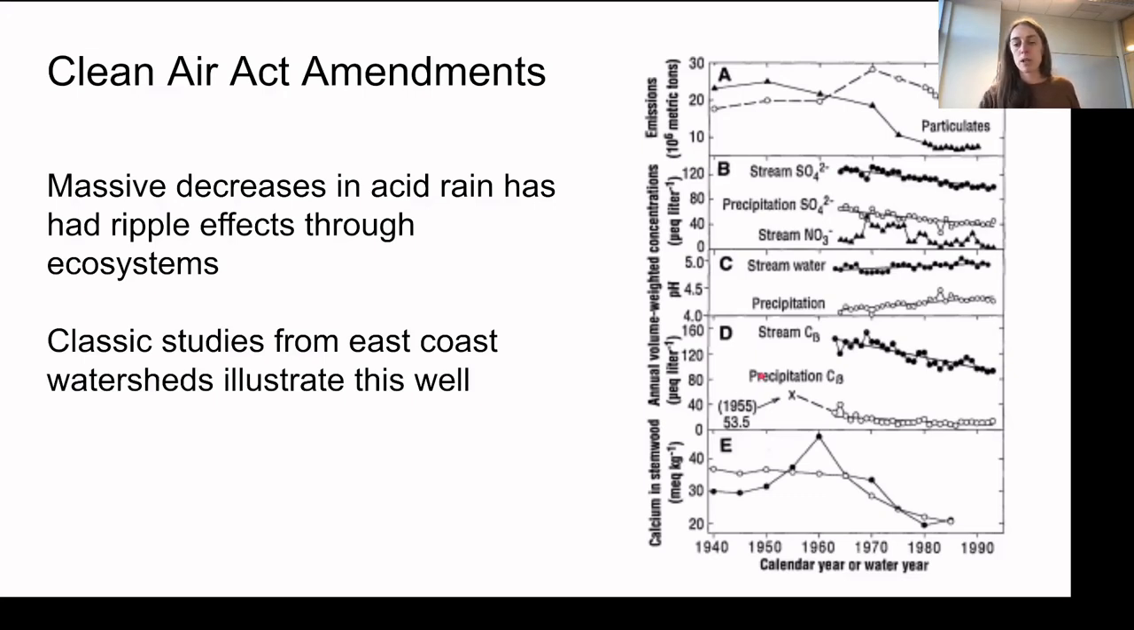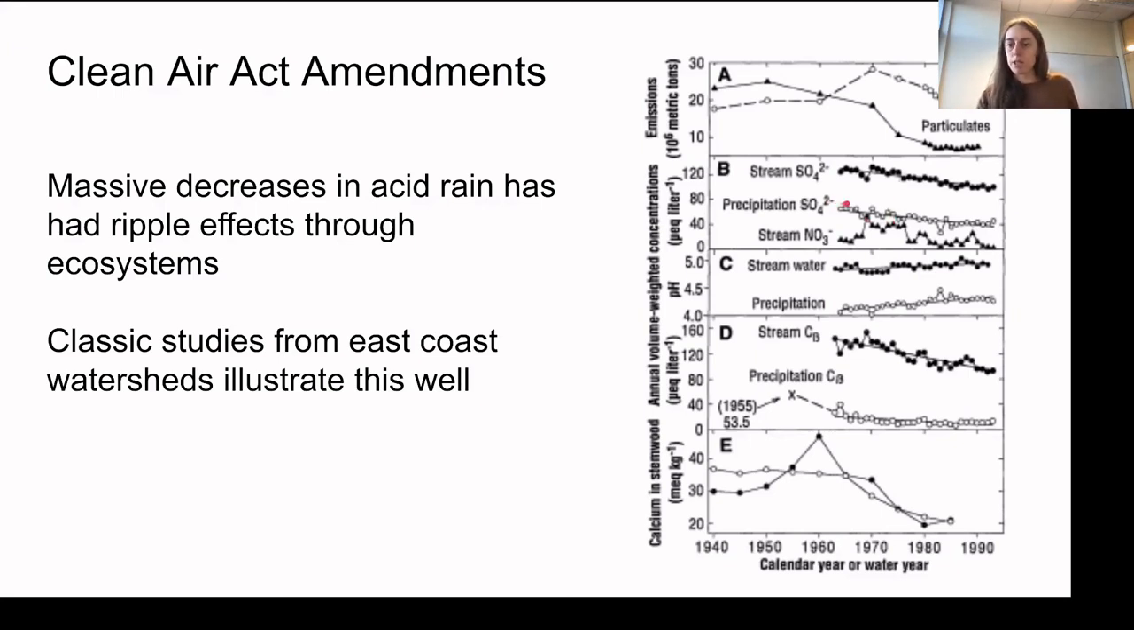Hubbard Brook Experimental Forest is one of those classic places where we've been studying for quite a while. So we can see here, this is pH in this box, and we can see the pH of our precipitation since 1960 has been gradually recovering, and the pH in the stream water is buffered a little bit, but it is also gradually increasing again. Remember, the components in our emissions are sulfur and then various other particulates, and we can see that our SOx are declining since the Clean Air Act was put into place.